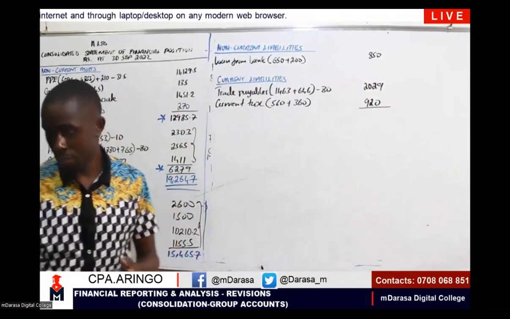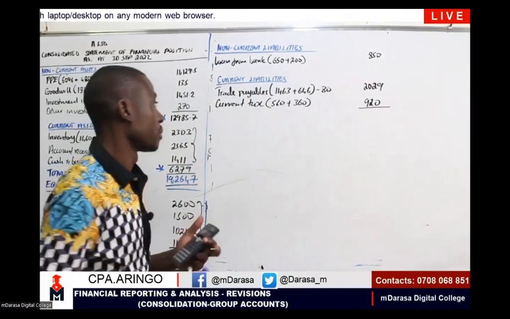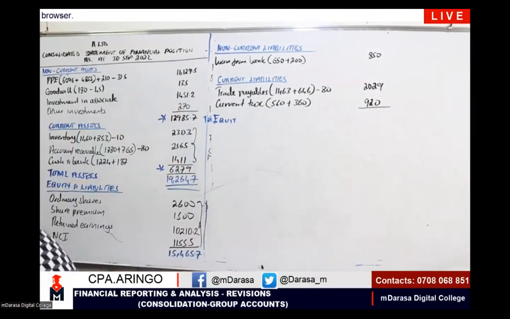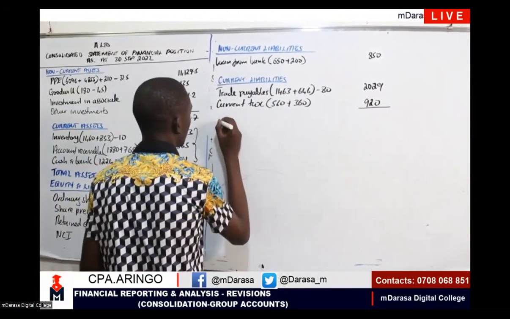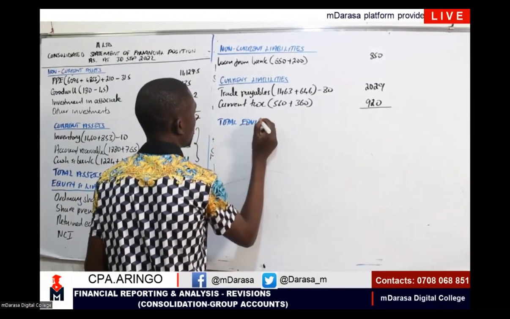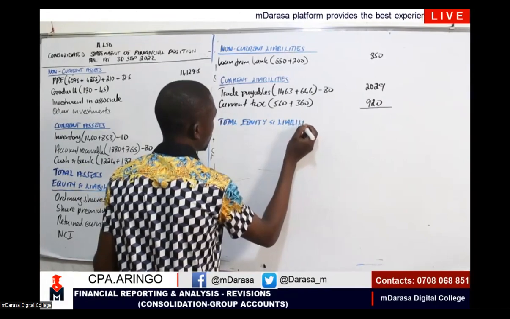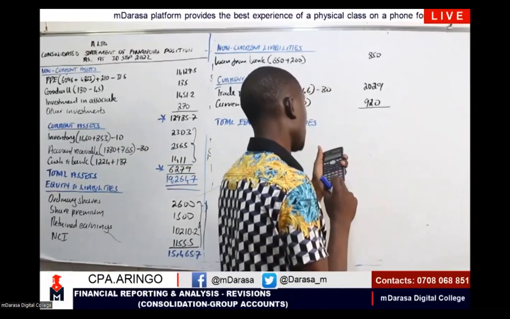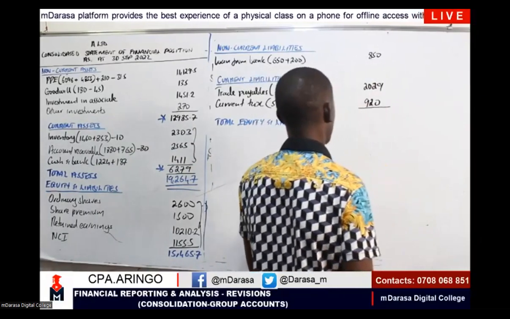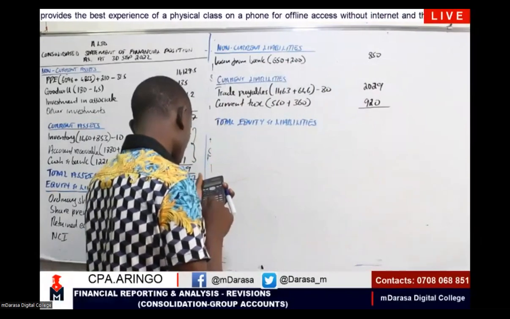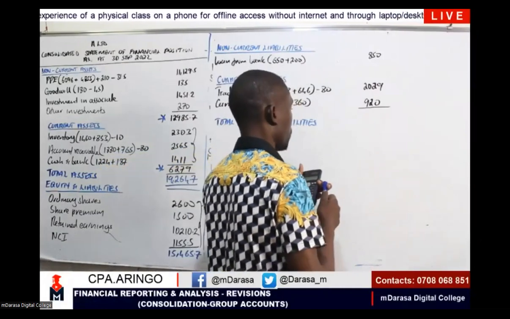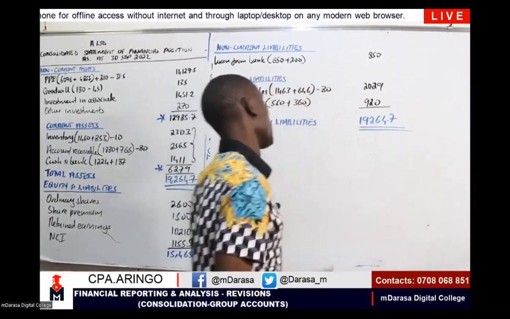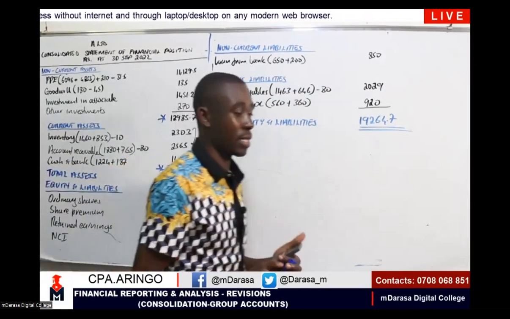So what would be our equity and liabilities? Equity and liabilities, what will we be having here? Total equity and liabilities. $850 plus 2029 plus answer to give us here plus 15465.7 to give us 19264.7, right? Which we have it as the same as our total assets.